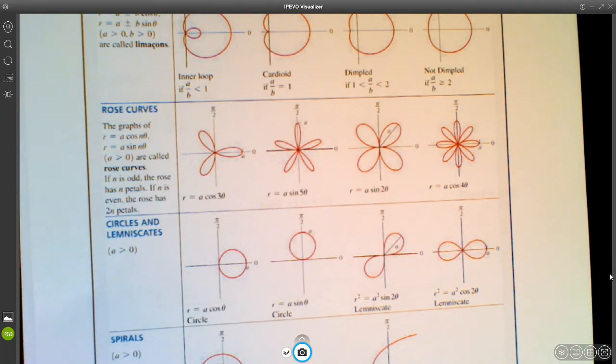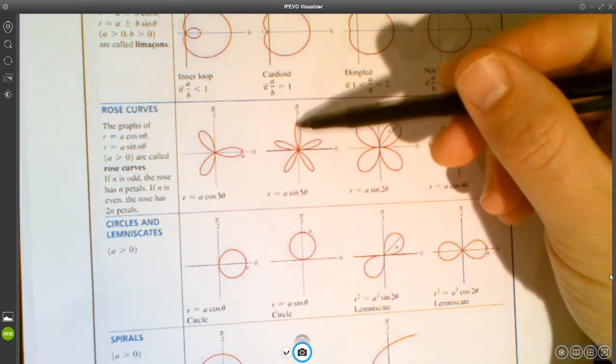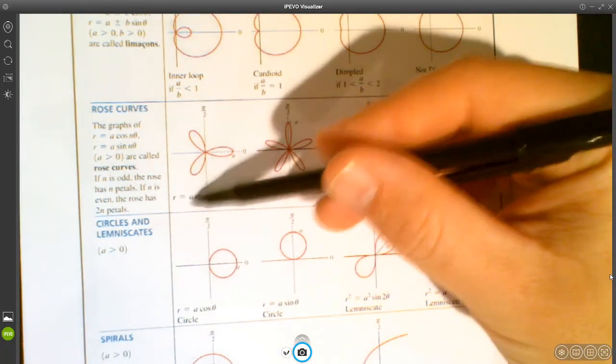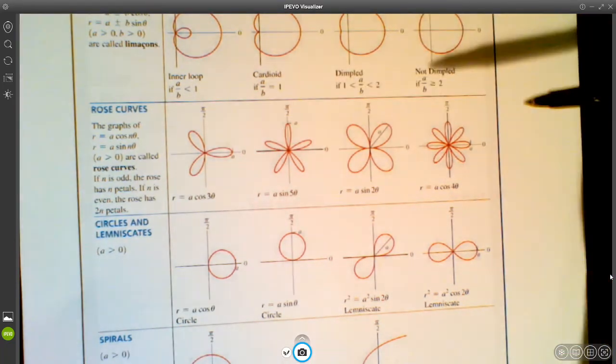So again, if n is odd, then you have n petals. If n is even, then you have 2n petals, which is kind of interesting. And then the length of each petal is equal to a, so it's equal to this number that you're multiplying on the outside of the function, right?